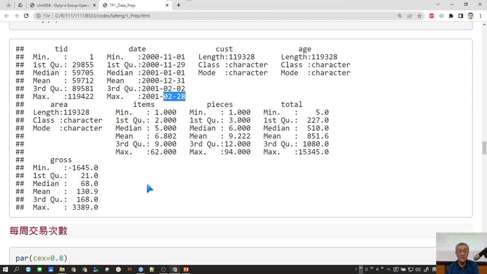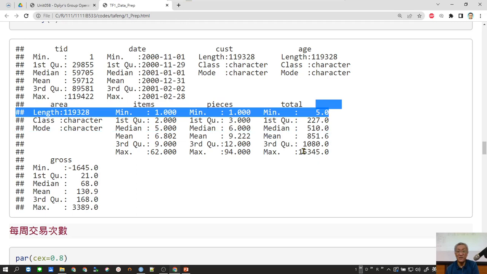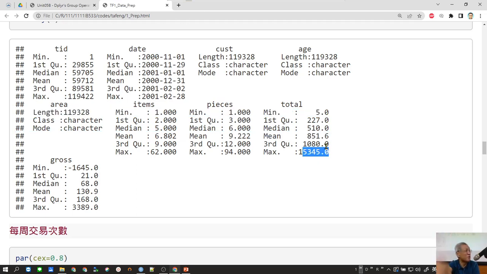Customer age. You can see that there are some values. This is the range of total transaction revenue. The average revenue per transaction is like 851. And the minimum and the largest are after excluding outliers. If I do not exclude outliers, you will see that there could be some several million here, but that is not reasonable.